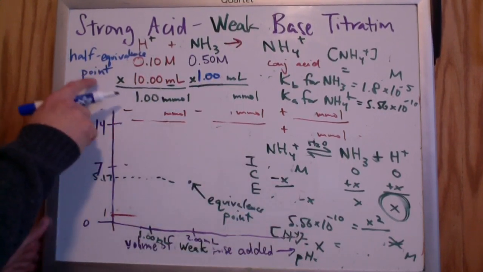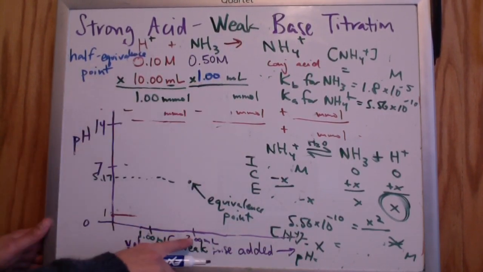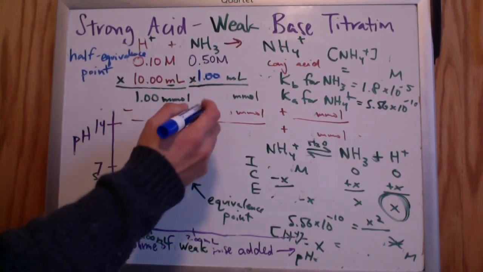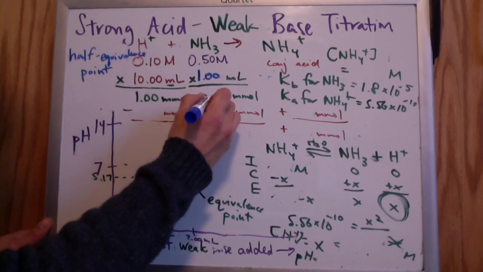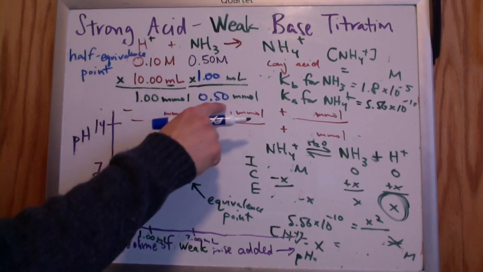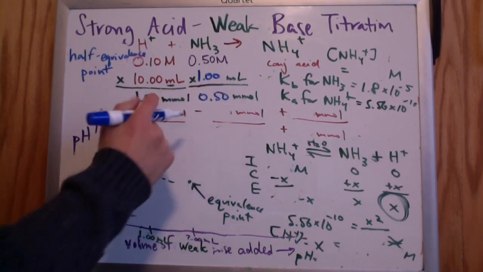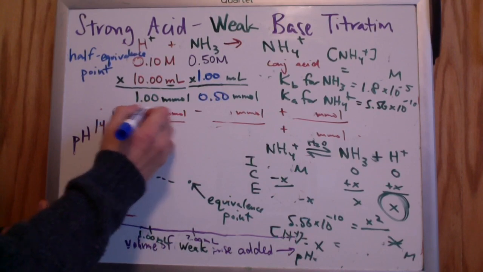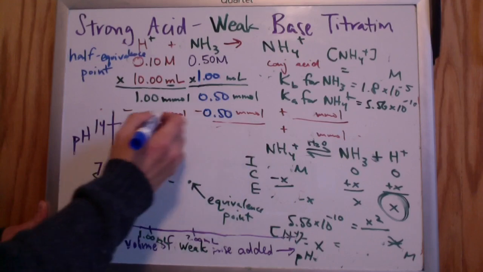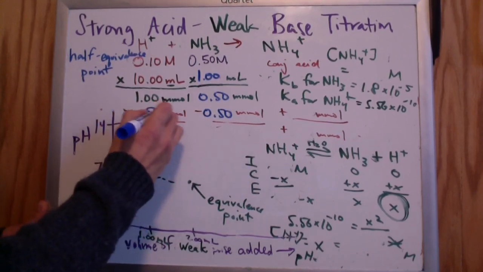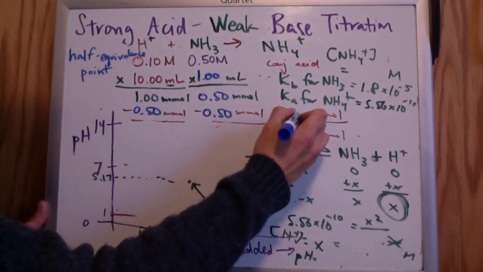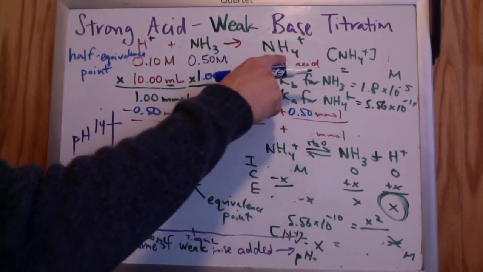So let's take a look here. Now we're going for the half equivalence point. Half of the equivalence point volume of 2 milliliters, so I put 1.00 milliliters of volume. If we take a look here, now we have molarity times volume. So 0.5 times 1 is 0.050 millimoles. And what happens is then the limiting reactant is the ammonia. So we'd use up 0.050 millimoles. We'd also use 0.050 millimoles of the H plus, and we would make 0.050 millimoles of the NH4 plus.